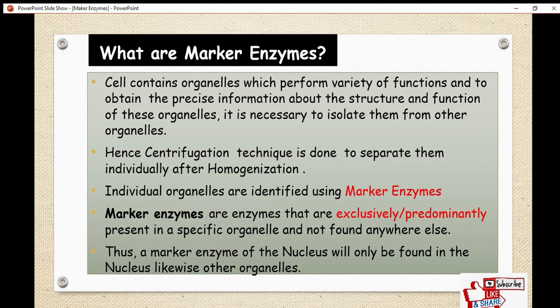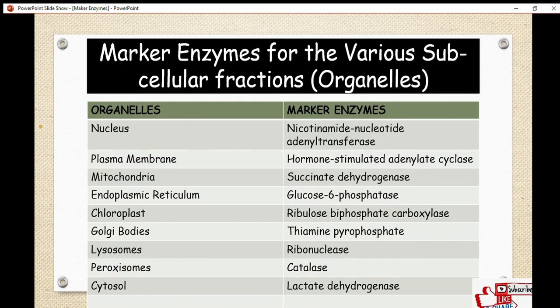So let's talk about our next slide: marker enzymes for the various subcellular fractions, that is, the organelles. We are going to take each and every organelle one by one and talk about their marker enzymes. So let's take the nucleus first. The nucleus is in the cell and performs various functions.